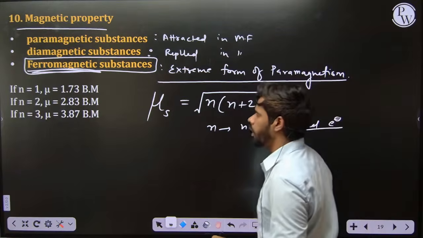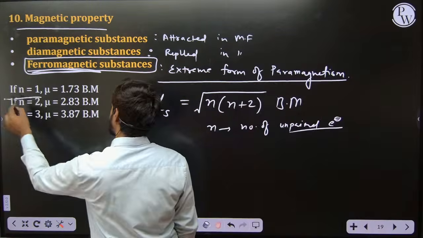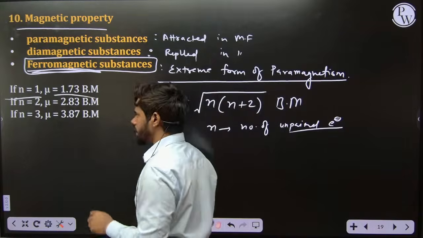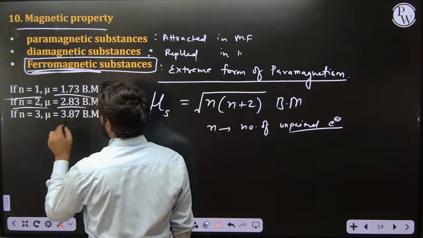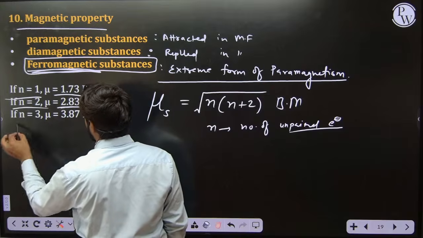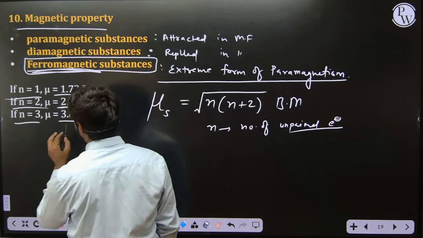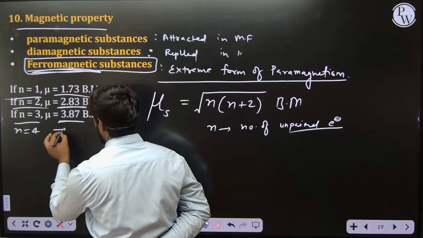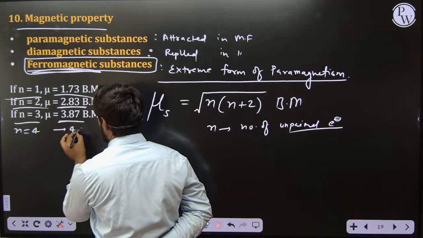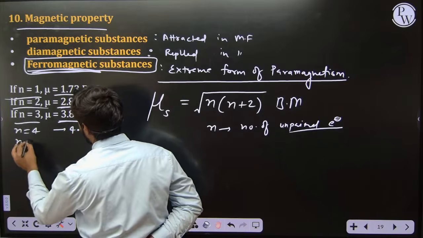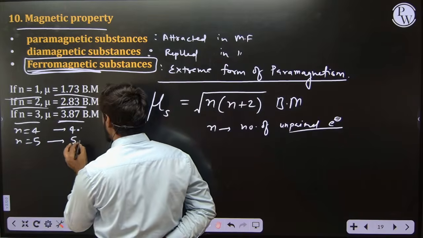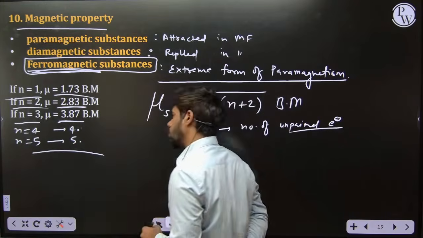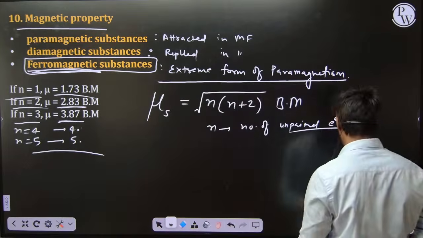So the number of unpaired electrons: if it is 1, the magnetic moment value is 1.73. If 2, it is 2.83. If it is 3, then it is 3.84. If it is 4, it is 4 point something. If it is 5, then it is 5 point something. So we can check with the help of this if the magnetic moment value is given.